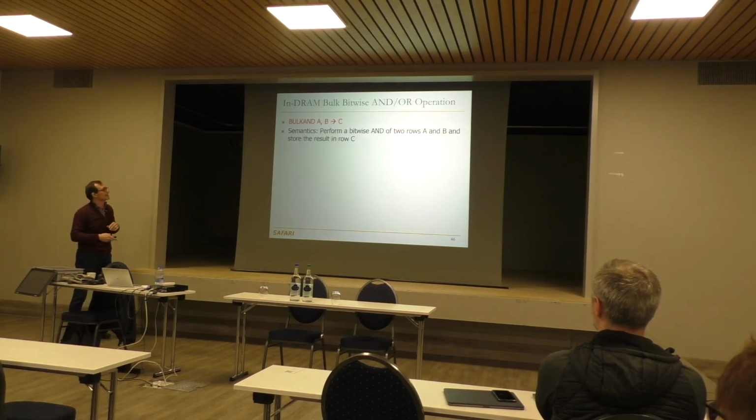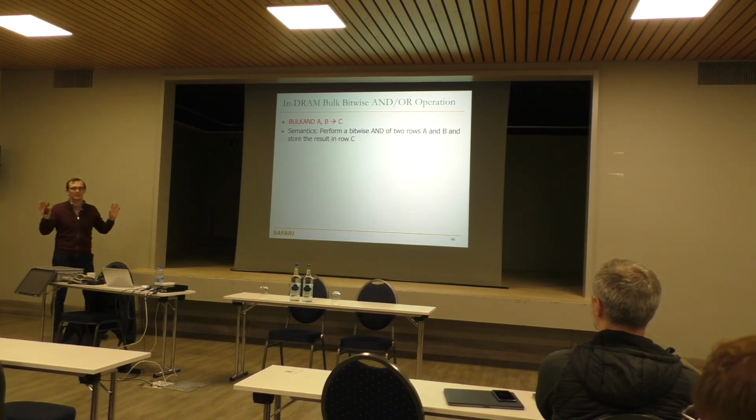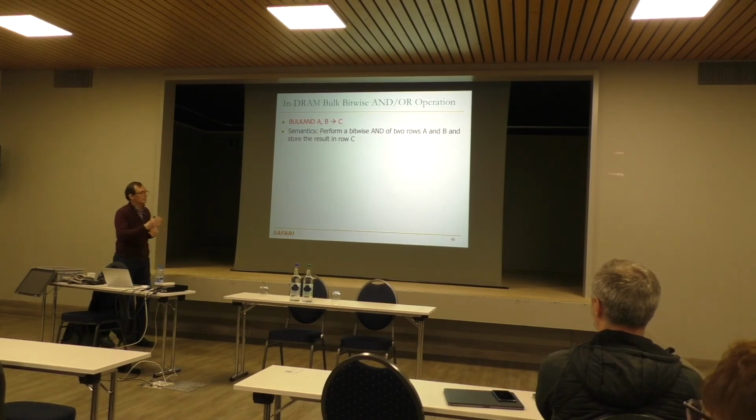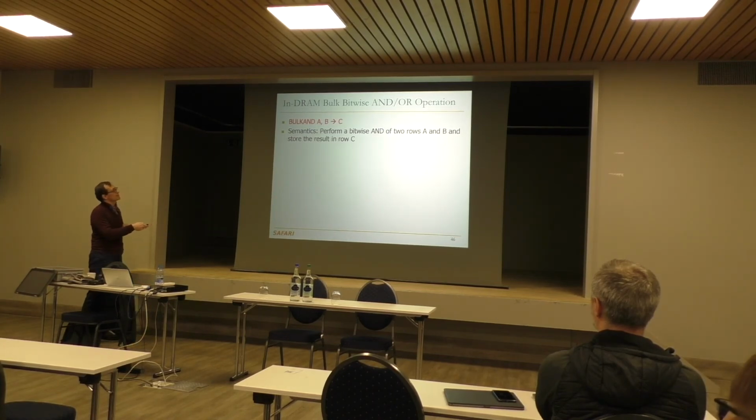But before we go into that, how do you expose it to the higher levels? This is one way of exposing it. I'm not saying that this is the best way. But you can add an operation like bulk AND, row A, row B, row C, or page A, page B, page C. Some granularity needs to be defined over there, or it could be configurable. And this performs a bitwise AND of 2 rows A and B and stores the result into C.